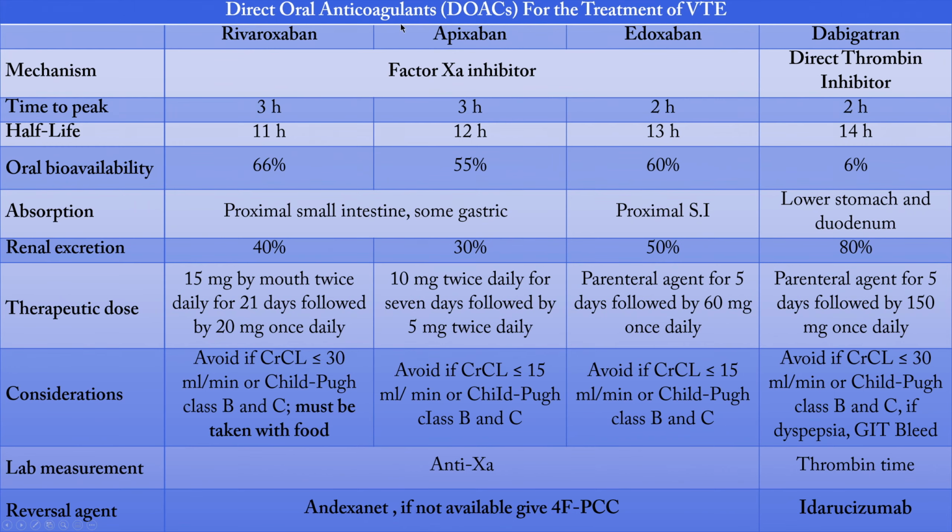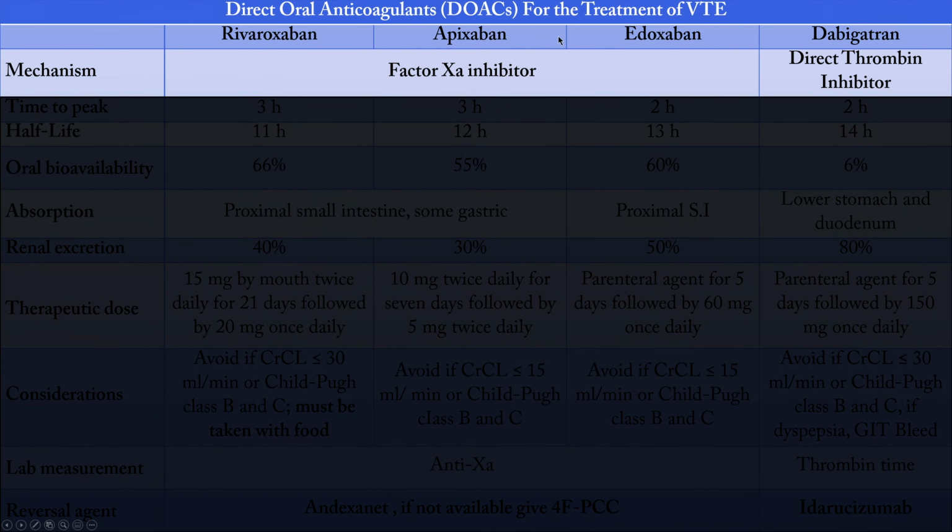Direct oral anticoagulants, DOACs: rivaroxaban, apixaban, edoxaban, they all have XA in the name. They are the factor Xa inhibitors. Right? Dabigatran starts with the D, direct thrombin inhibitor. All right?